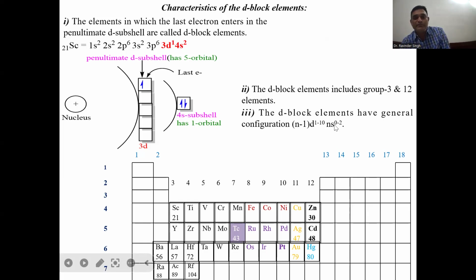And in the case of copper also 3d10 4s1, and the same configuration in the case of silver, which is present below copper, and gold. All three have the same type of configuration, that is, 1 electron in the valence s. So the general configuration for the d block element is (n-1)d 1 to 10 and ns 0 to 2. So you can understand it better now. I have already explained why the configuration of the d block element is (n-1)d 1 to 10 and ns 0 to 2.